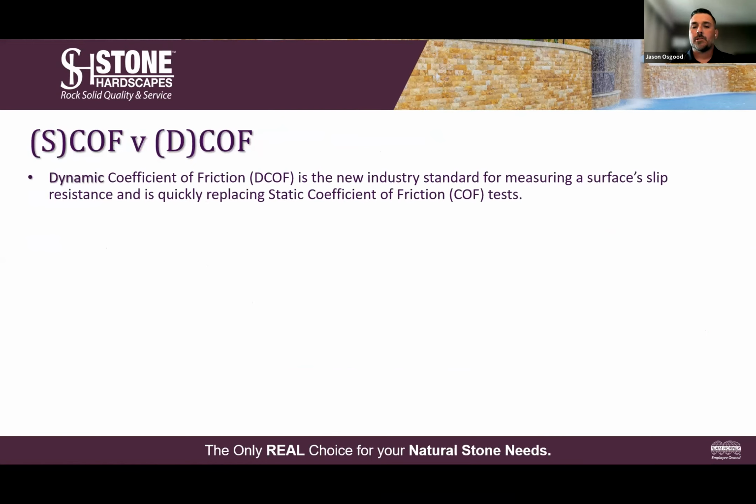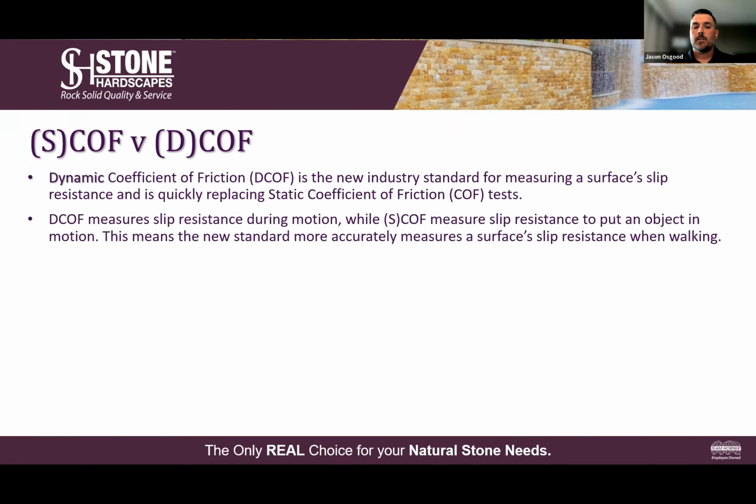Again, the dynamic coefficient of friction is the new industry standard for measuring a surface's slip resistance, and is quickly replacing the static coefficient of friction. Now, it does not mean that the static coefficient of friction will not be accepted. It does not mean that it does not pass parameters. It does, but the dynamic coefficient is becoming the new standard. So all of the new testing coming out that you see on natural stone is more in line with the dynamic, the DCOF, than it is for the static coefficient.